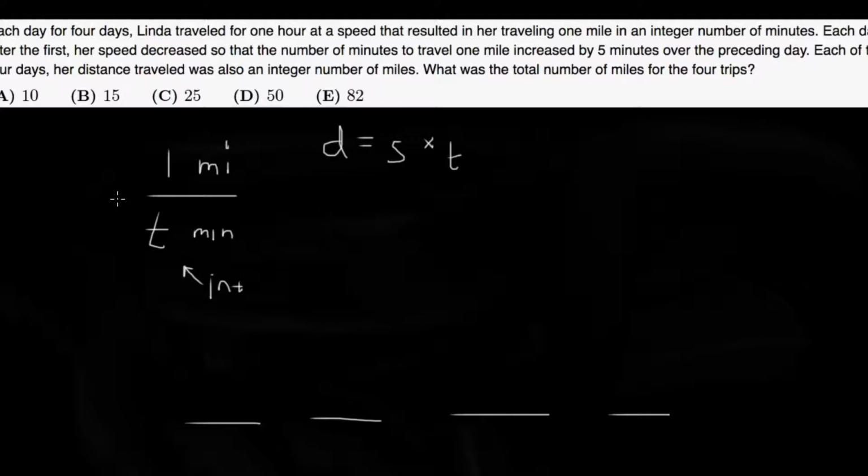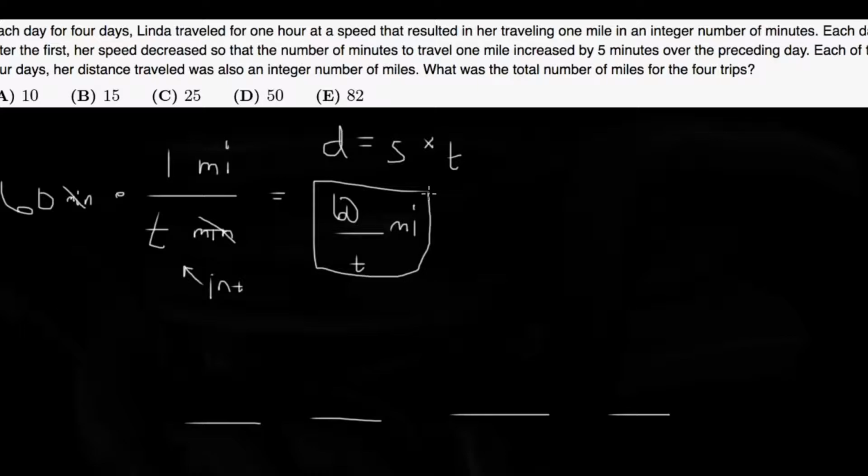So speed times time, which is going to be 60 minutes. Now remember, we can't just put 1 hour here as the time, because then the hours and minutes don't cancel. We want it all in the same minutes to cancel out. So if the minutes cancel out, that gives you 60 by t miles. So that's the distance that she travels every day.